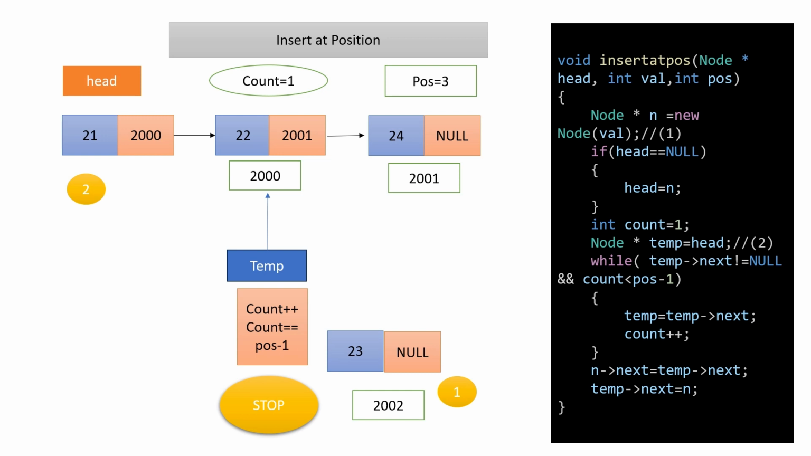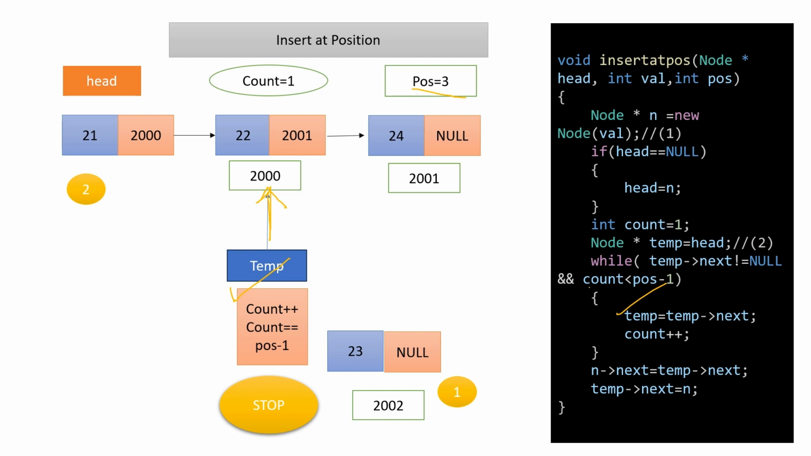Let's move forward for more understanding. So that's the next step to be done. Our temp will point to the next pointer of our previous temp. So now temp is over here, and we need to place the node at position 3. So it is equal, count is equal to position minus 1.